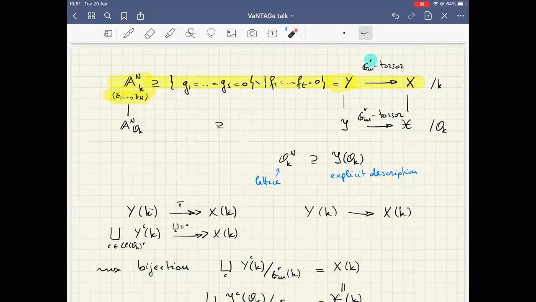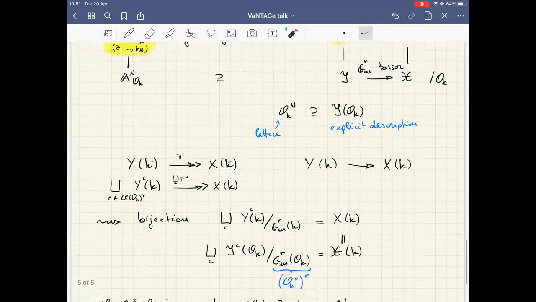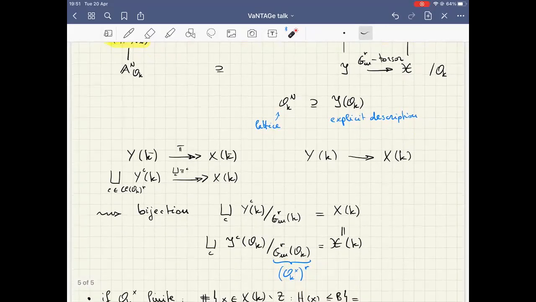This is one very important property, because then we can look at X as a disjoint union of images of rational points from such torsors. And then we're going to say that the rational points of X are in bijection with the fibers of these maps. And the fibers of these maps are all isomorphic to the group G_m^r, because these maps are all torsors.